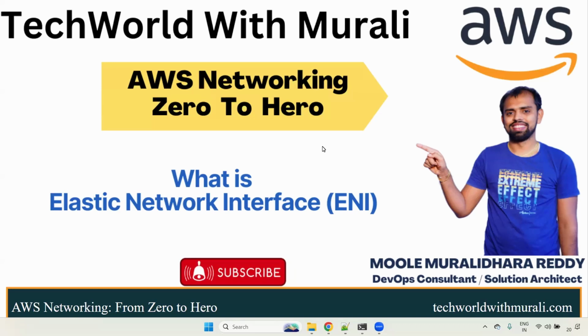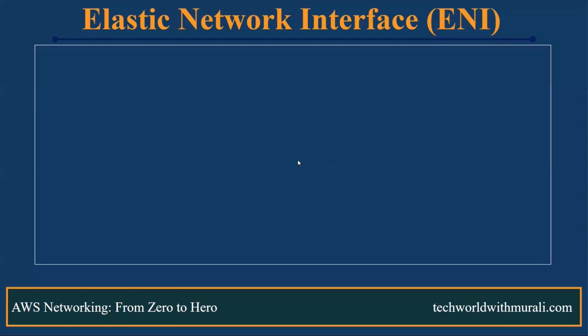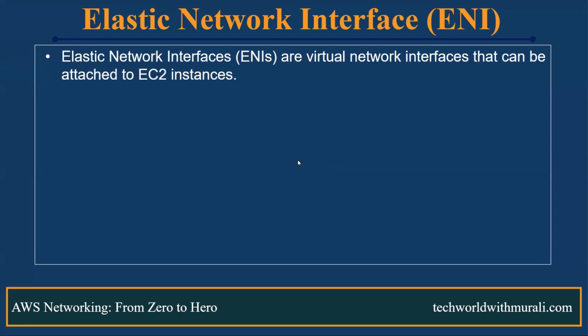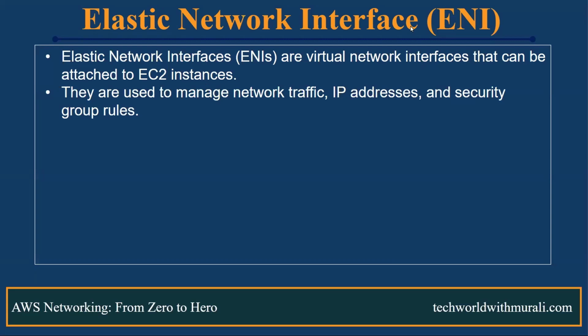Okay, ENI is nothing but Elastic Network Interface. First of all, what is ENI? ENI is nothing but an Elastic Network Interface, or a virtual network interface that can be attached to an EC2 instance. Once we create this ENI, we can attach it to an EC2 instance. It is mainly used to manage the network traffic, IP addresses, and also security group rules as well.